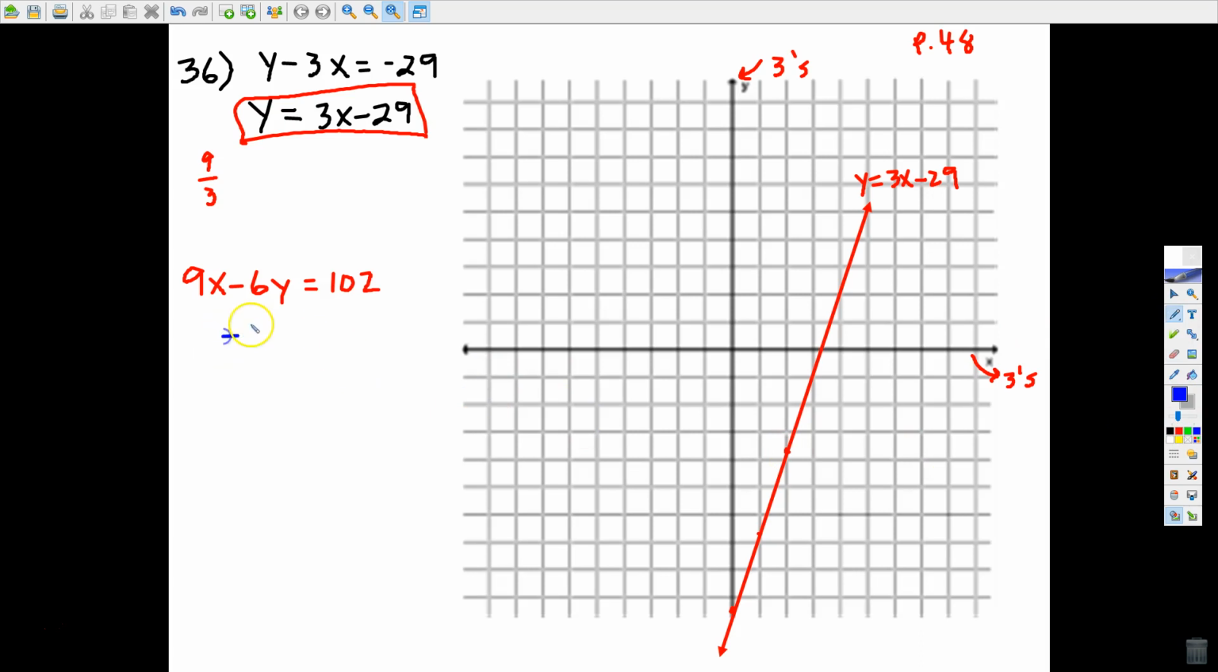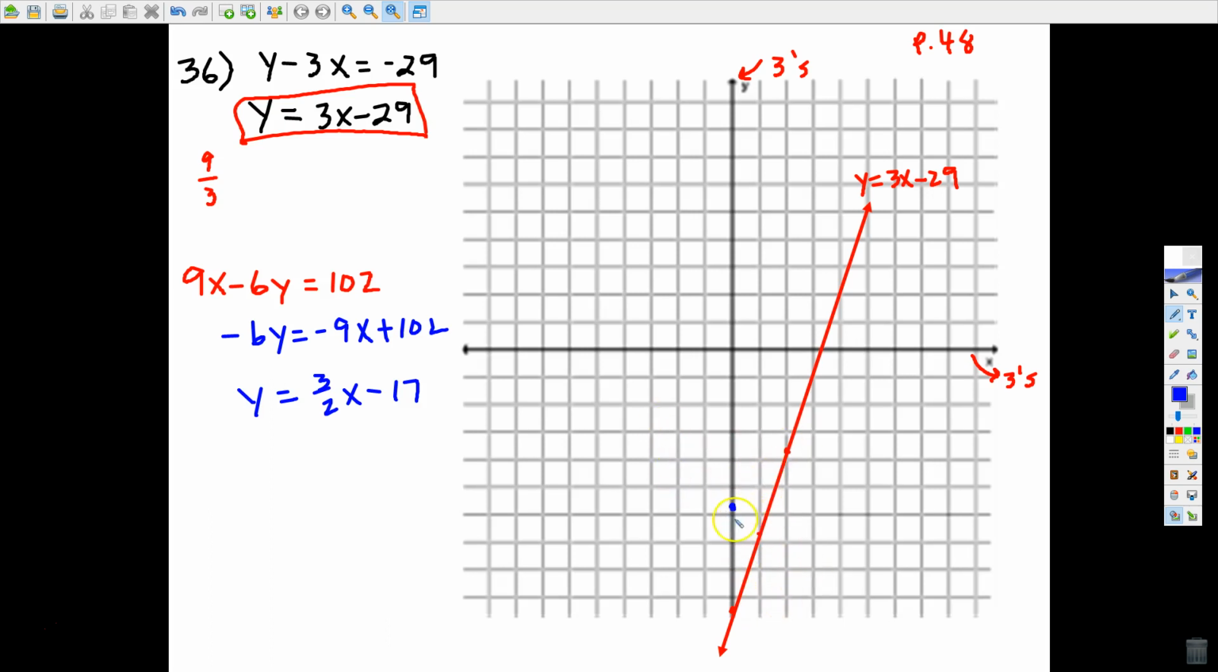Okay, so again, solving it, we get 9x plus 102, and then 3/2 x minus 17. Okay, so negative 17, 3, 6, 9, 12, 15. This is 18. So I'm going to say negative 17 is right there.